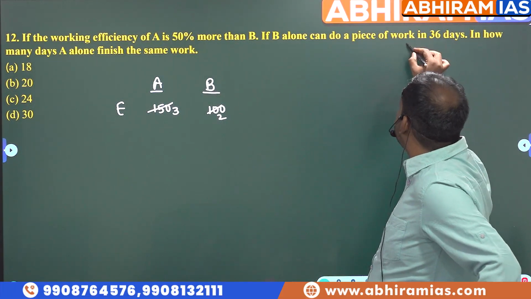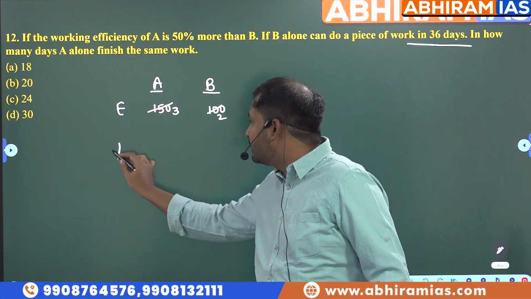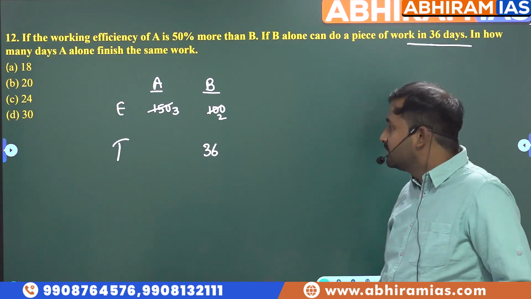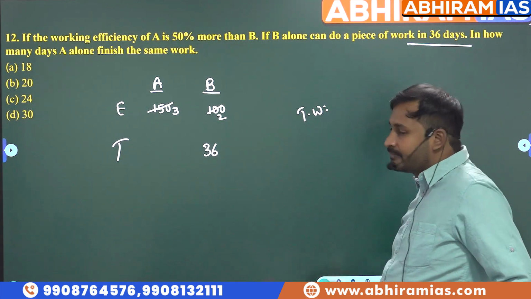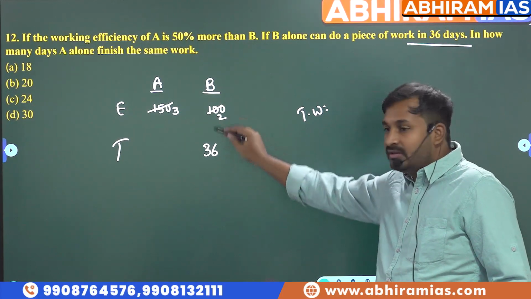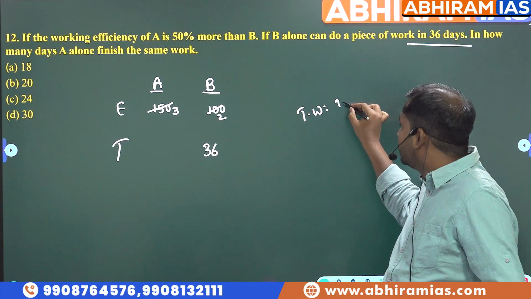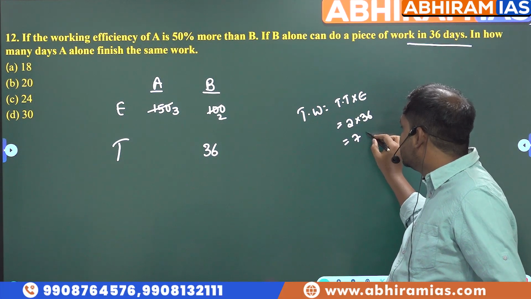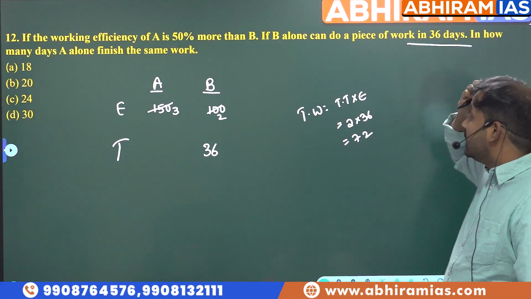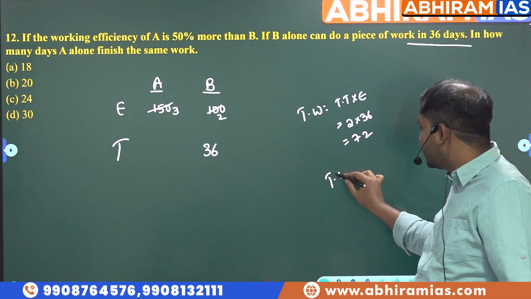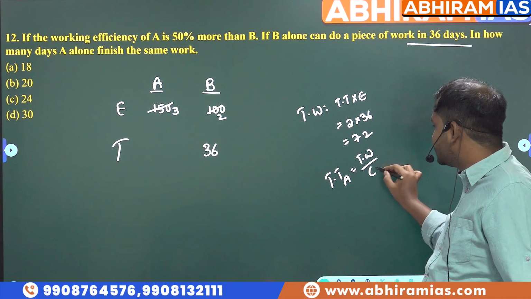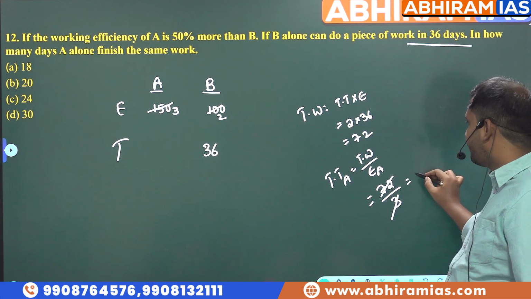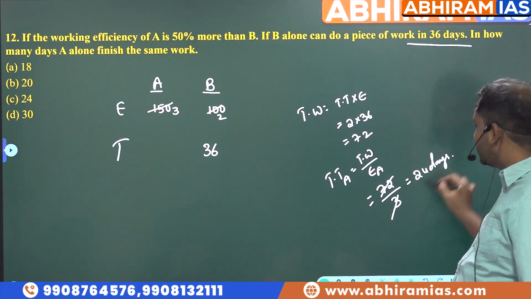If B alone can do the piece of work in how many days? 36 days. So time taken by B is 36 days. Now total work will become what, students? With the help of B, I will try to find. Total work is equal to time taken into efficiency. So 2 into 36. What will be my total work here? 72. Question is, in how many days A alone finishes the same work? So time taken by A will become total work by efficiency of A. That is 72 by A's efficiency, 3. 24 days.